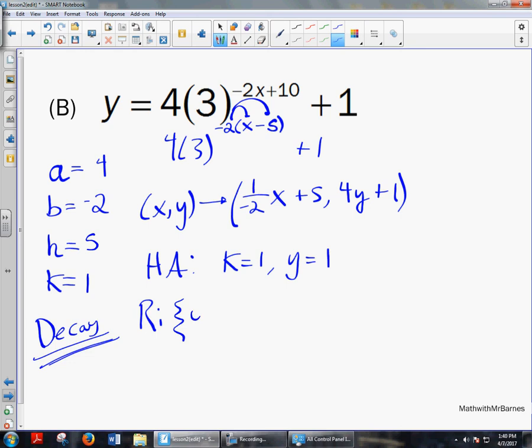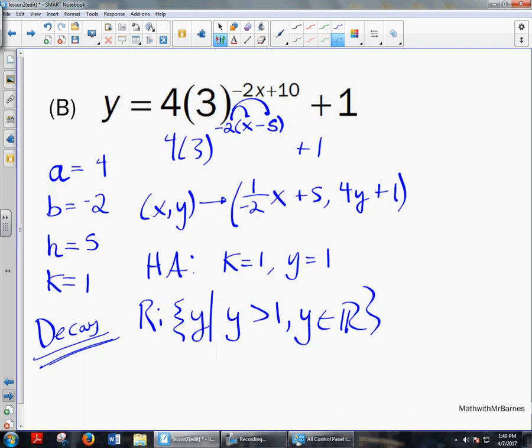So we have y such that, and because A is positive, and my K value is 1, it's going to be greater than 1. This thing shifted up 1, and then it didn't reflect, so it's just greater than 1. All right, so hopefully that sort of explains.